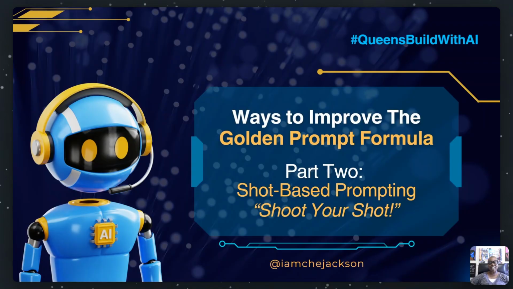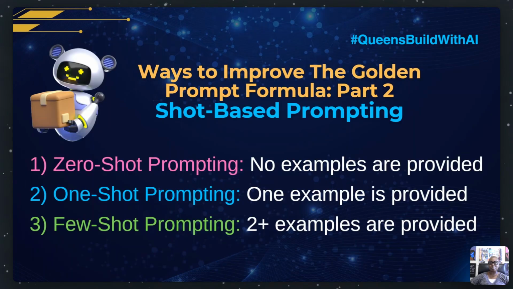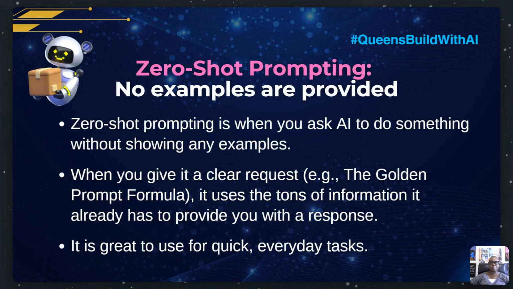Let's take a look at shot-based prompting. There are three levels of shot-based prompting. They are zero shot prompting, this is when you give no examples in your prompt; one shot prompting, when you give one example; and few shot prompting, when you give two or more examples.